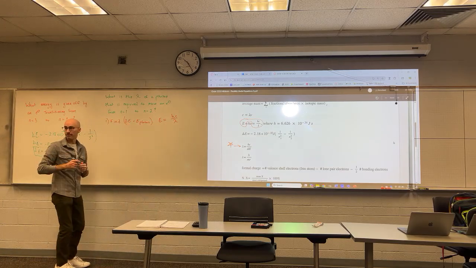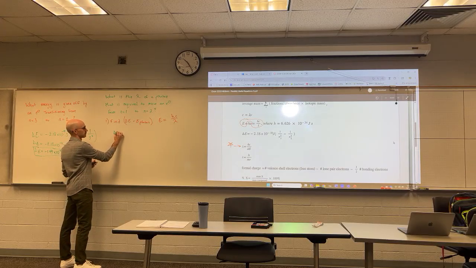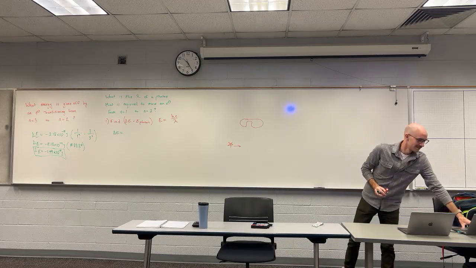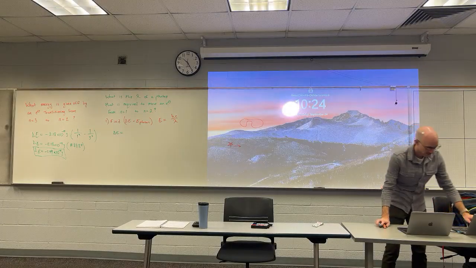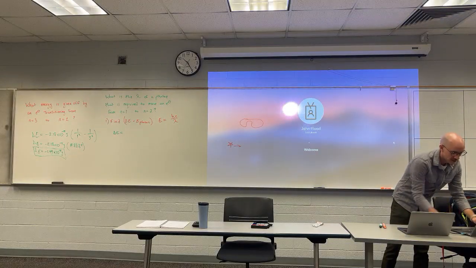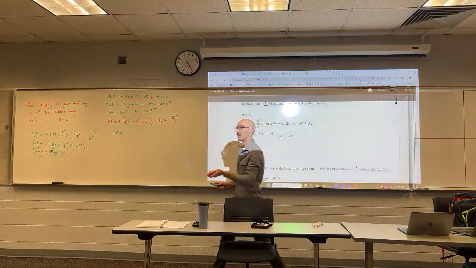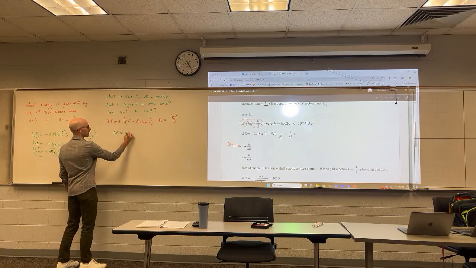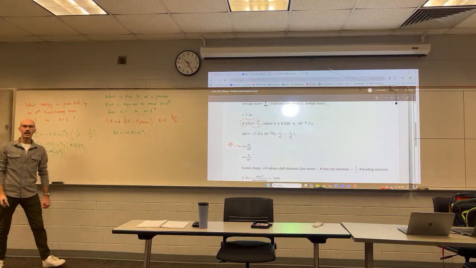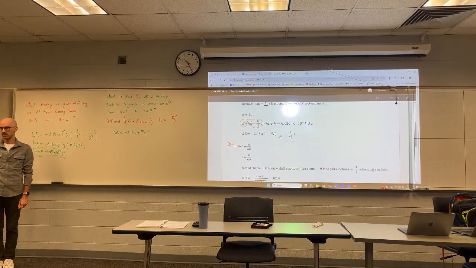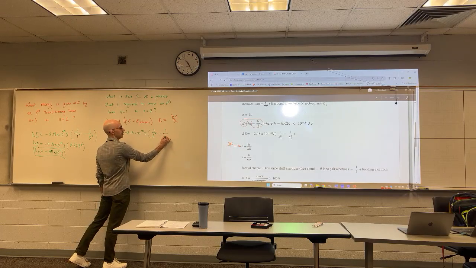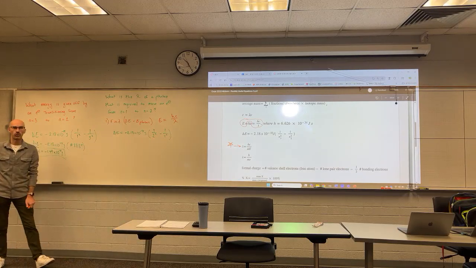Do you want to explain why? Shell 2 is higher energy. To get there from shell 1, I need to put energy in. Good. Negative 2.18 times 10 to the negative 18th joules. What is N final? N2. So 1 over 2 squared. What is N initial? 1 over 1 squared.